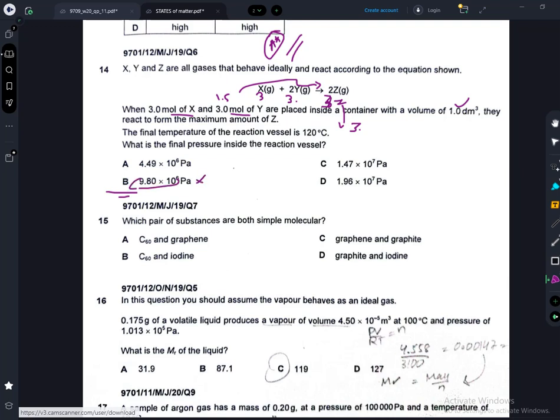But it is wrong. Why is it wrong? Because now I'm repeating, listen carefully. When 3 mole of X and 3 mole of Y are placed inside a container with a volume of 1 decimeter cube, they react to form the maximum amount of Z. According to this, 3 mole of X should react with 6 mole. Obviously it should react with 6, but there are only 3, which means Y is the limiting reagent. Yes, Y is the limiting reagent here.